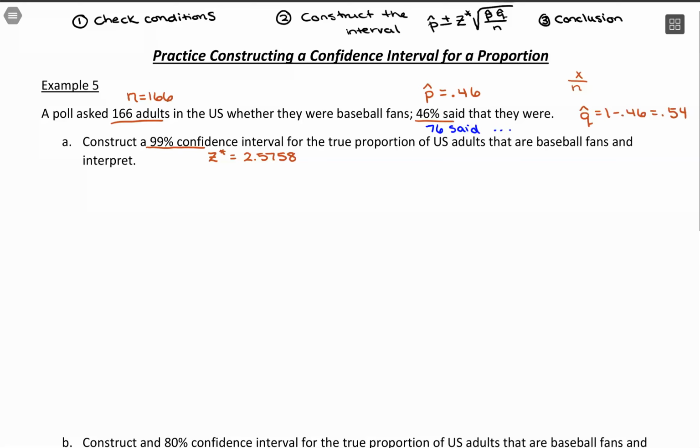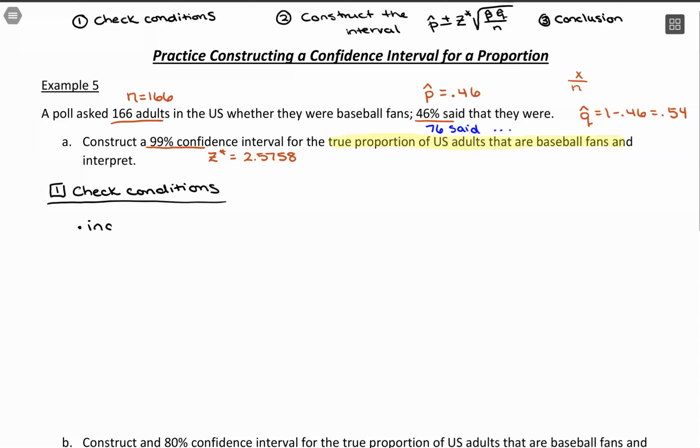All right, so what we want to do is make an interval for the true proportion of US adults that are baseball fans. So where we have the sample and we can see from the sample how many are baseball fans, we want to state something in terms of all US adults. So first step is to check the central limit theorem. We're going to check conditions first.